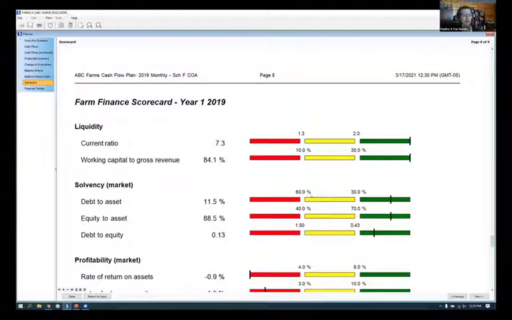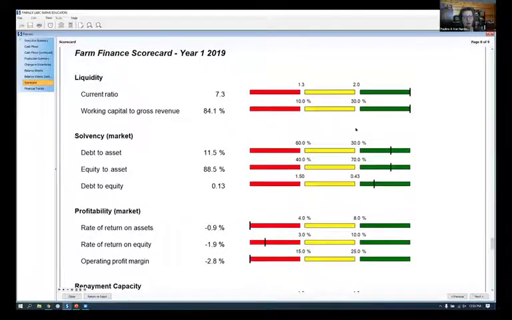Other information provides you with lots of information here, but how does this year's financial performance stack up to typical recommendations? So if we just do a quick overview here, pretty strong liquidity in this operation. We can see that's well into the green, as well as solvency. And this year's projection has some profitability challenges. So we may need to adjust with that or think more about that.